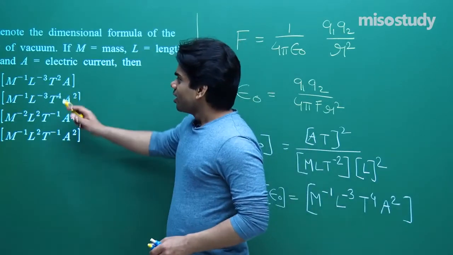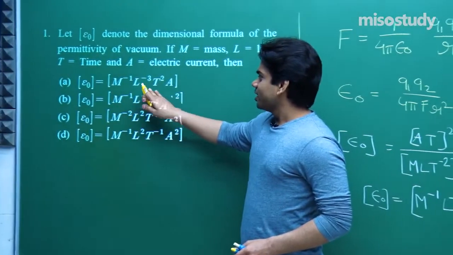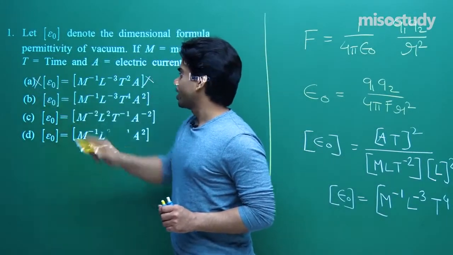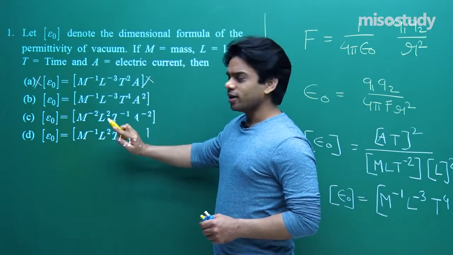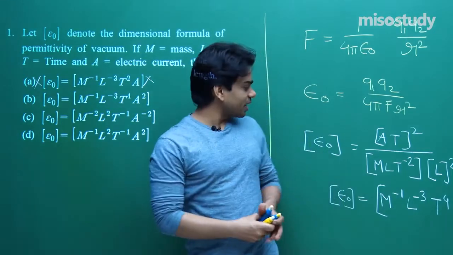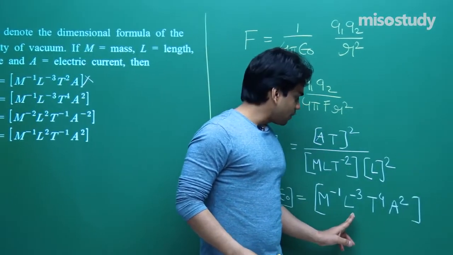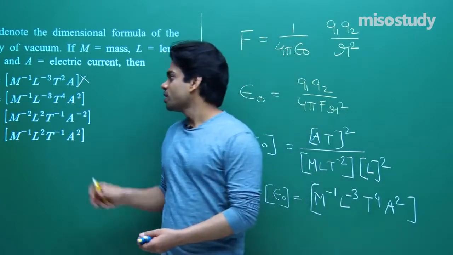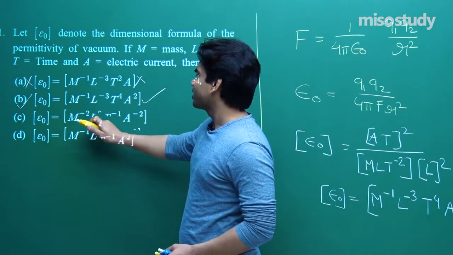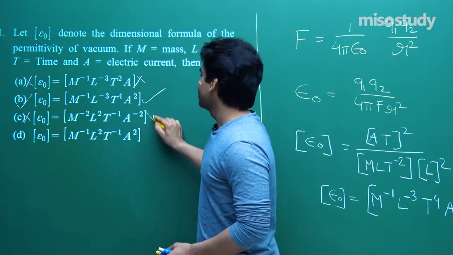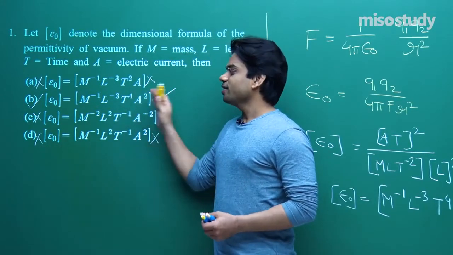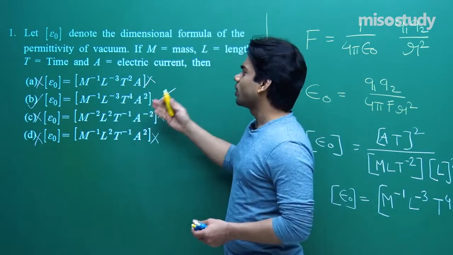Let's check. M power minus 1, L power minus 3, T power 2. No, we got T power 4, so this will be incorrect. Option A is incorrect. Option B, M power minus 1, L power minus 3, T power 4, A power 2. This is the option that we are getting. So this is the option that is matching with our calculation. Next, if you check this, M power minus 2, so absolutely incorrect. And again, this will be the incorrect response. The right answer will be epsilon naught equals M power minus 1, L power minus 3, T power 4, A power 2.